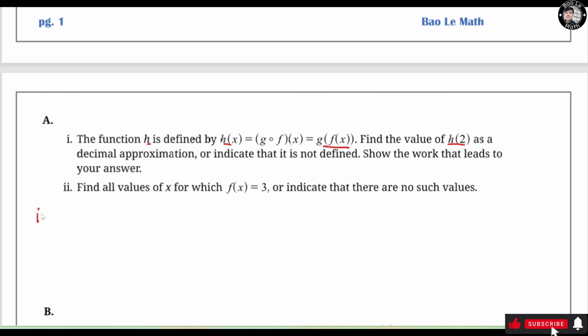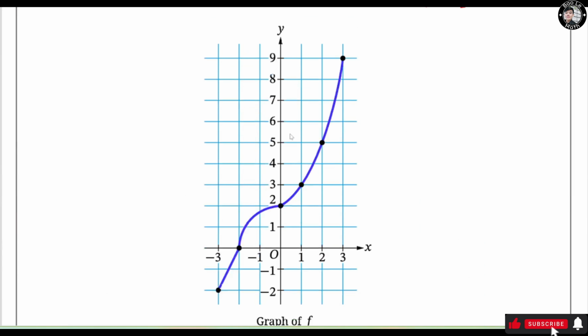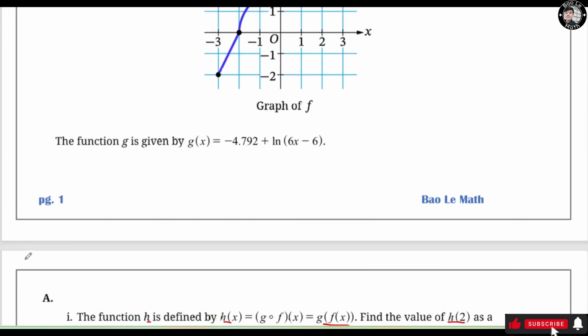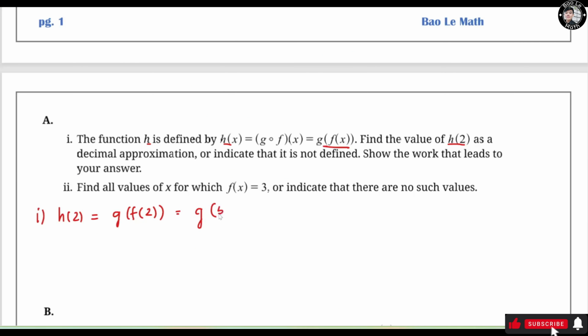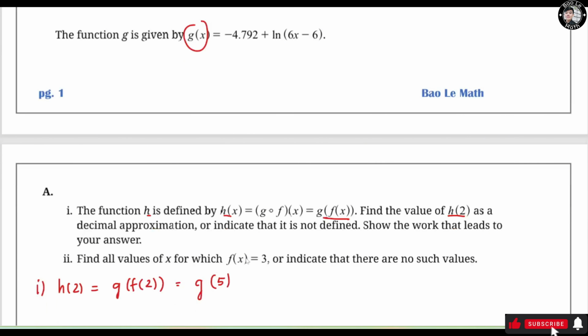Alright, so h of 2 is g of f of 2, right? And f of 2, we're going to use the graph right here. f of 2 equals 5, right? So it's going to be g of 5. Now we're going to use the function g of s right here. So we substitute 5 for s into the function g.